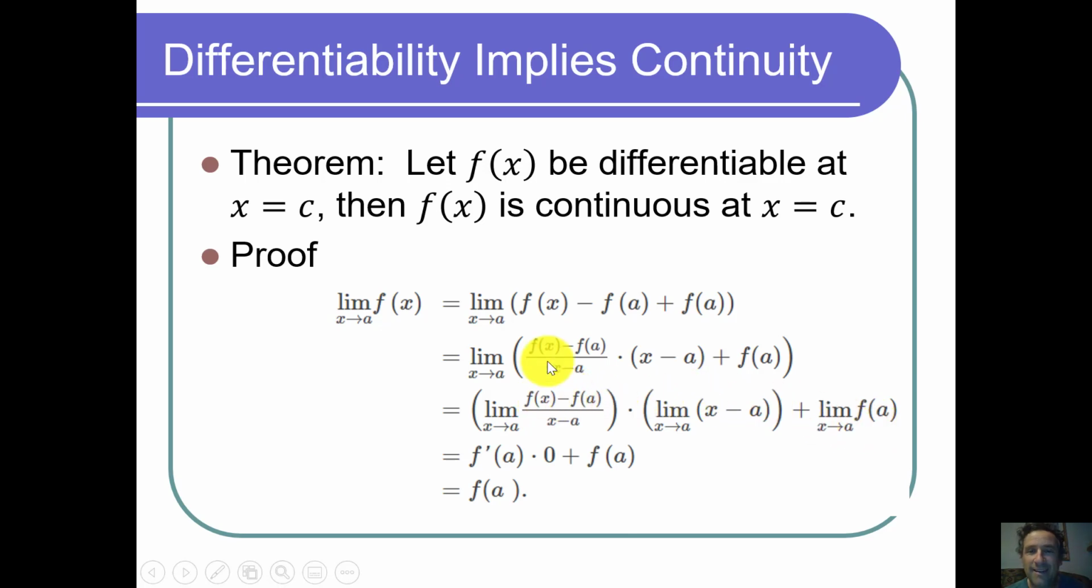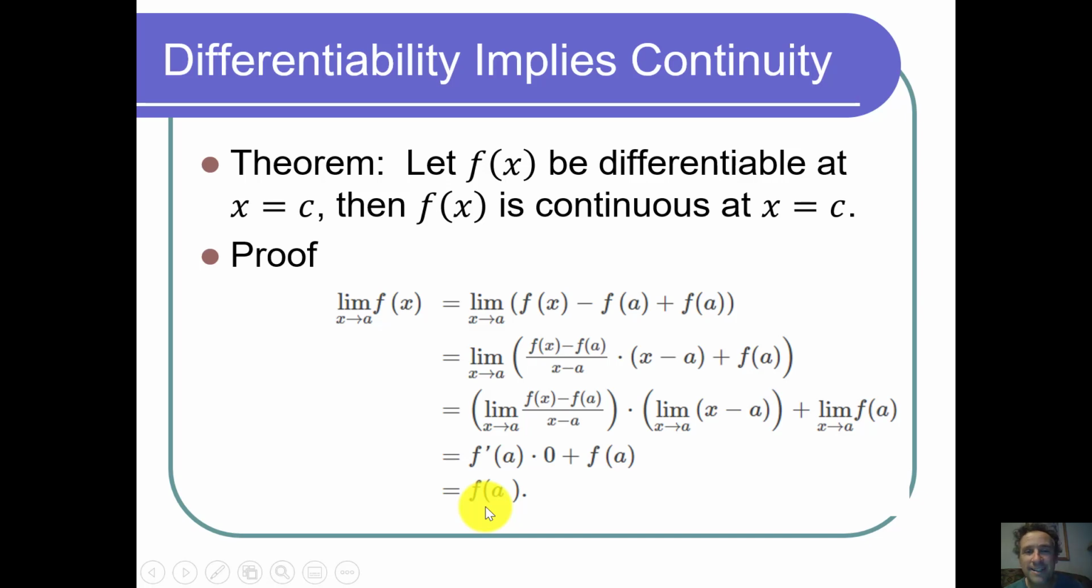The nice thing is that we know f is differentiable. So we don't know what the limit as x goes to a of f of x minus f of a over x minus a is, but we know it's something, and I can call that f prime of a. It's a number. The limit as x goes to a of x minus a, I can plug in a, and a minus a is just 0. So that limit is 0. The limit as x goes to a of f of a is just f of a. There's nothing to do there. There's no x in f of a. Well, f prime of a times 0 is just 0, and 0 plus f of a is f of a.